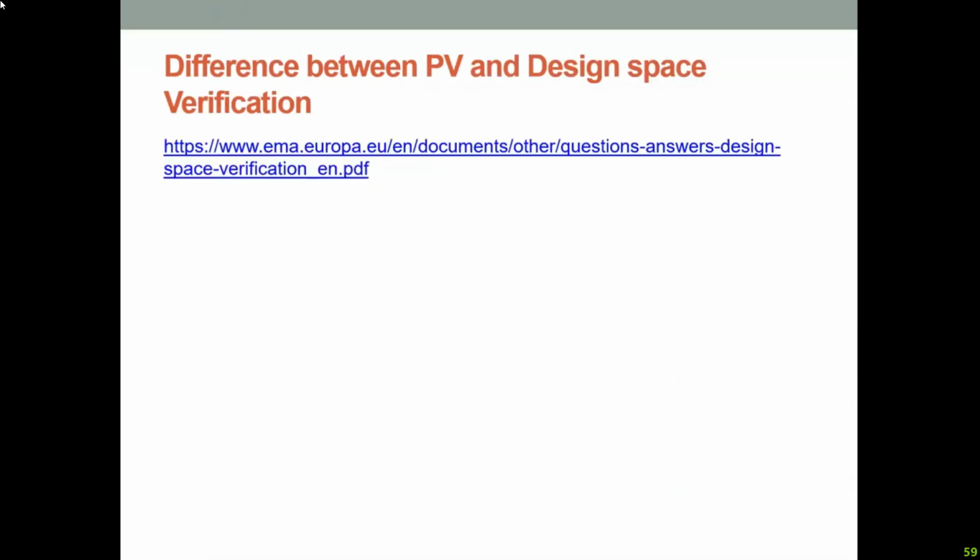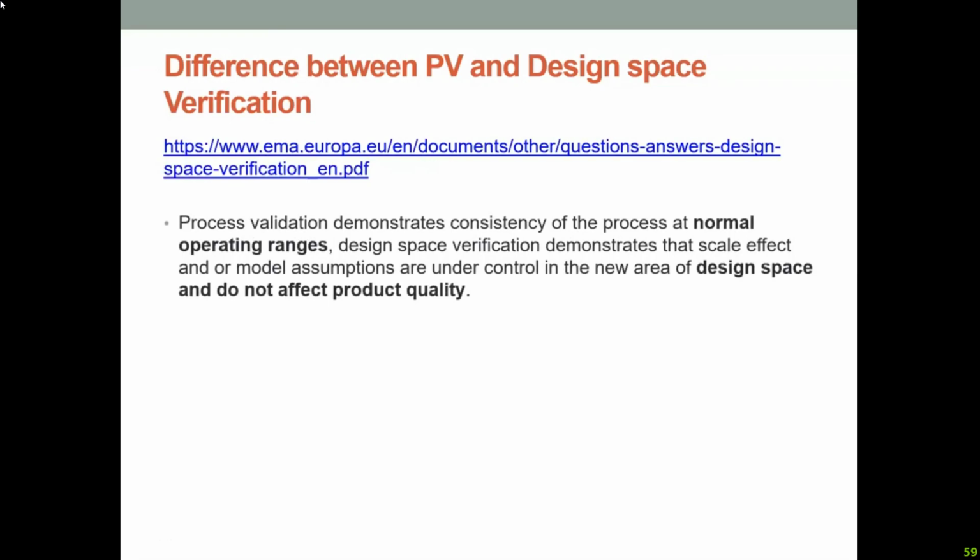There's an interesting document here describing the differences between process validation and design space verification. Design space verification should not be confused with process validation, even though both take into consideration prior knowledge and are conducted on a commercial scale. However, the scope of both is not the same. Process validation demonstrates consistency of the process at normal operating ranges. Design space verification demonstrates that the scale effect and/or the model assumptions are under control in the new area of design space and do not affect the product quality.